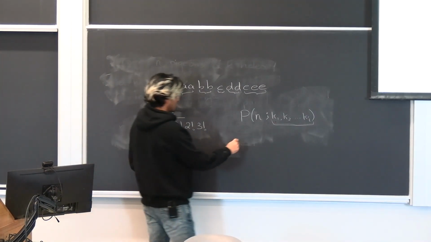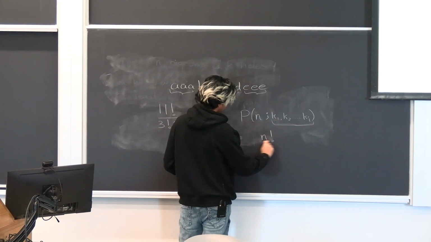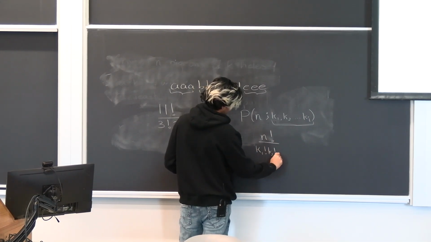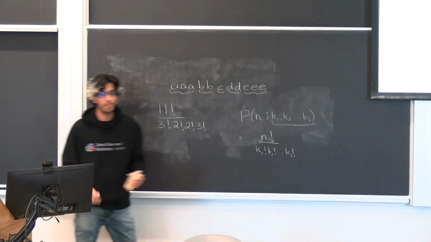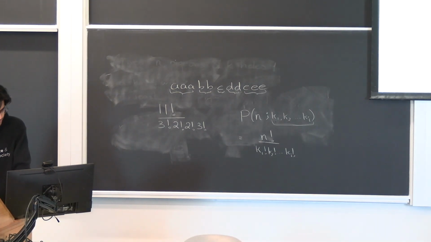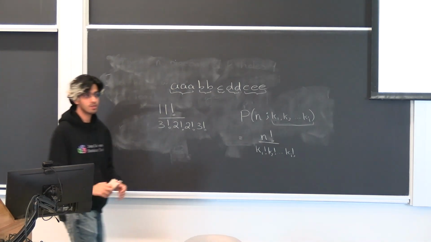And the permutation for this would just be n factorial over k1 factorial, k2 factorial, ... ki factorial. Right? Okay. Any other questions?